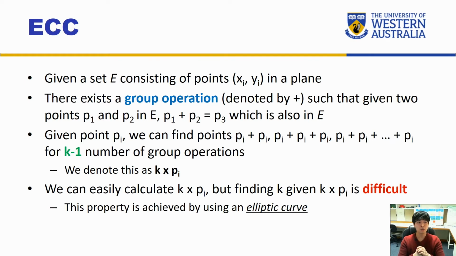We can do this for k minus 1 group operations, and we can denote this as k times Pi. Basically, we did the operation of Pi k times. The good thing about this is we can easily calculate k times Pi, but finding k given k times Pi is difficult, because you have to try Pi plus Pi and so on, and work out how many times you need to do it. This property is achieved by using an elliptic curve.